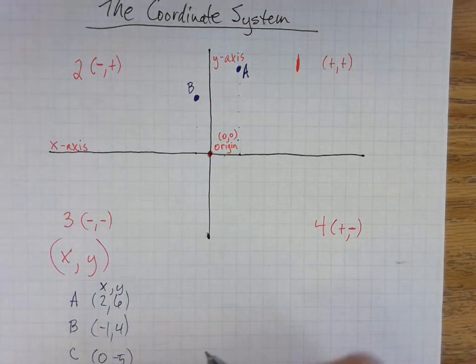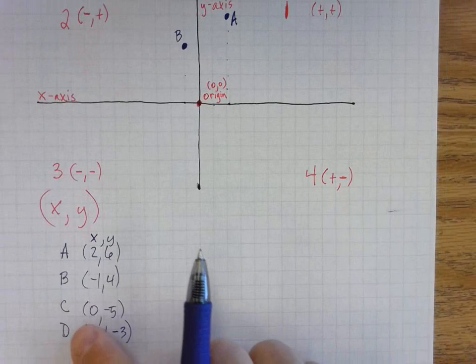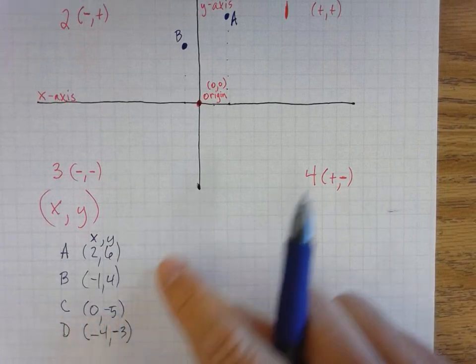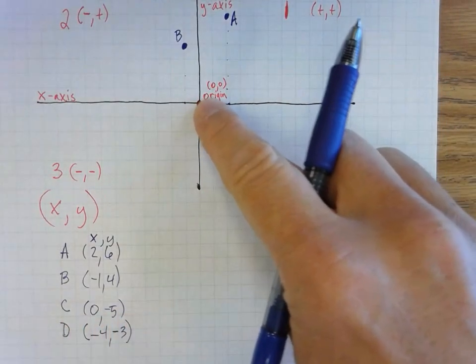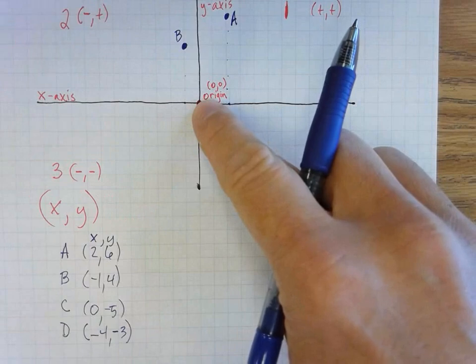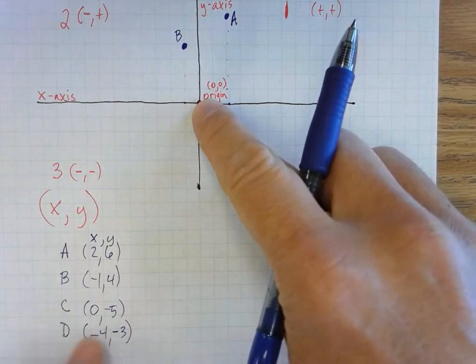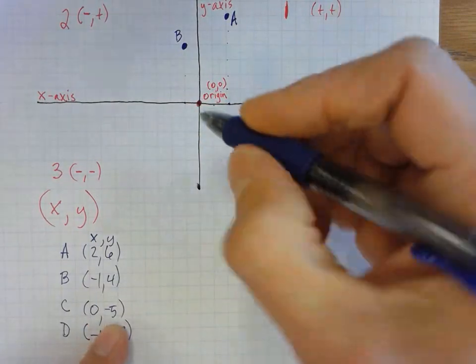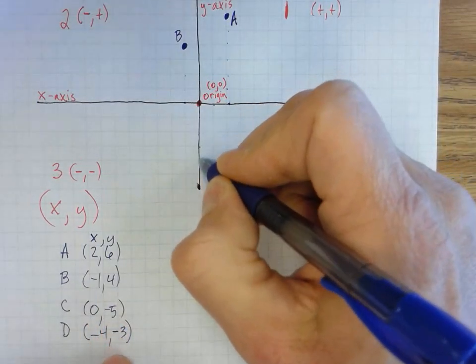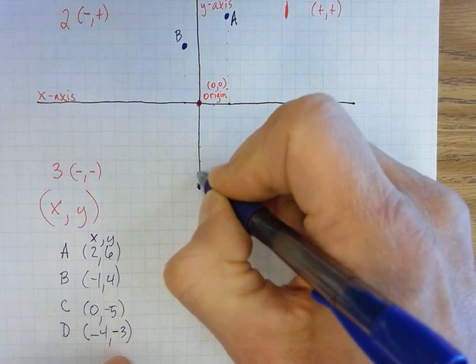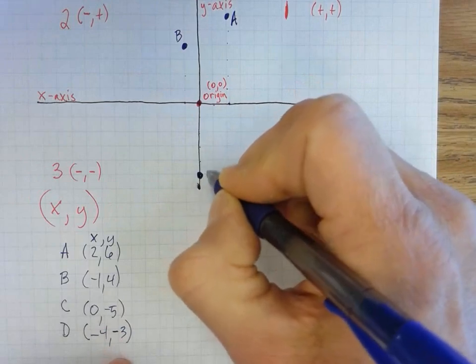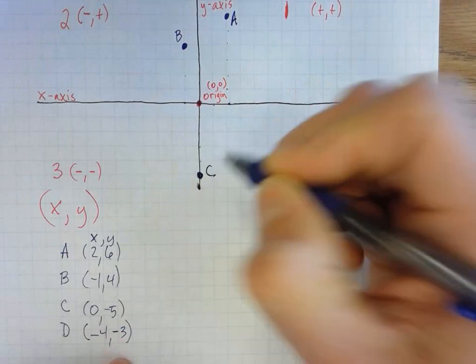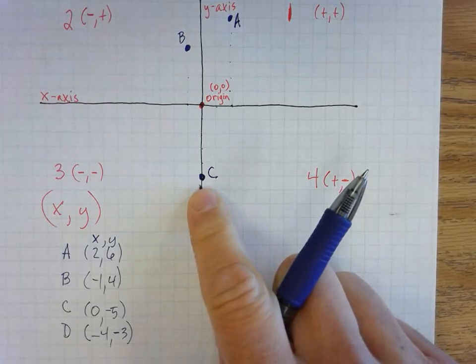Okay. Now we get down to C, and that is 0, -5. 0 means you don't go on the x-axis in either direction. That means stay there for the 0. Then -5 means we're going to come down 5 on the y-axis. 1, 2, 3, 4, 5. So right there would be C.